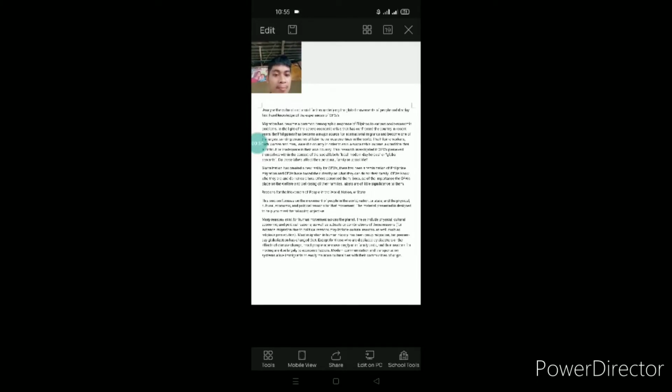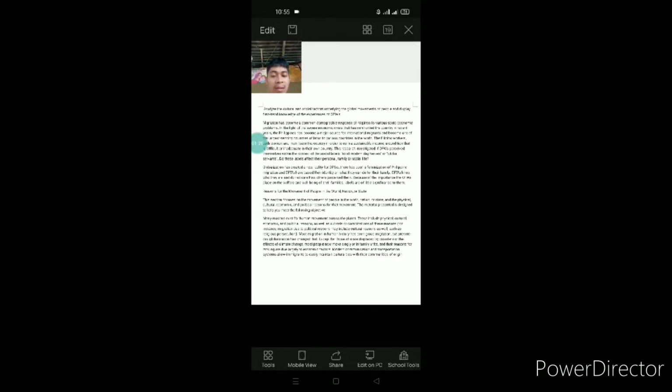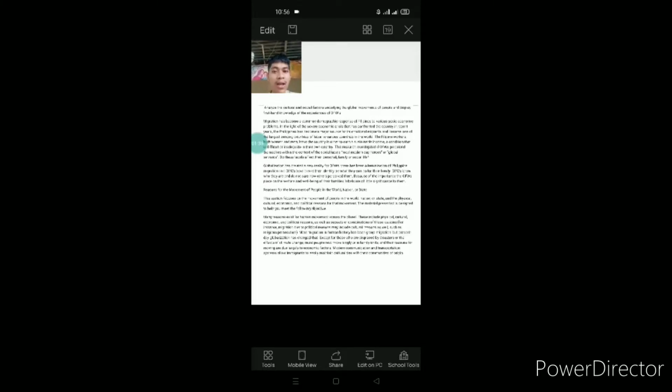The Filipino workers, both women and men, leave the country in order to earn a sustainable income, a condition that is difficult or inadequate in their own country. This research investigated if OFWs perceive themselves within the context of the social labels: local, modern-day heroes, or global servants. Do these labels affect their personal, family, or social life?